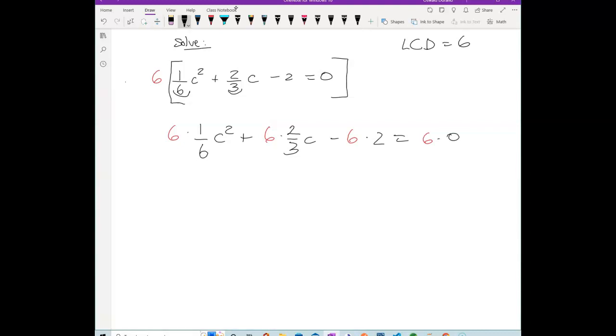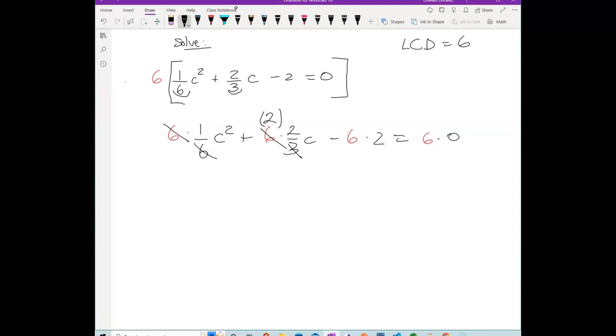To clear out the fraction, you divide the LCD that you chose by all the denominators. So 6 divided by 6 is 1. 6 divided by 3, you're left with 2. And then here there's no fraction, so we go to the next step and simplify what we have.